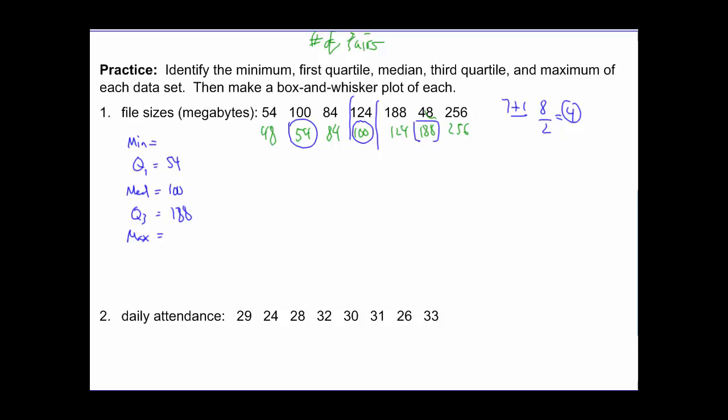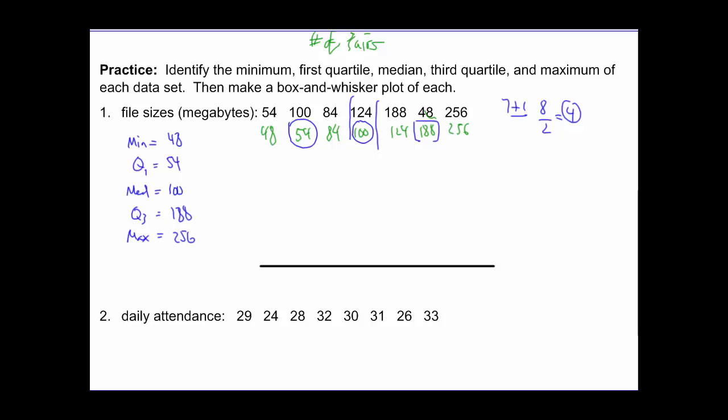Now we can look at the lower end. Our minimum was 48, and our max was 256. Okay. So there's our 5-number summary. Now we're going to draw a box and whisker plot. So we have the graph here.